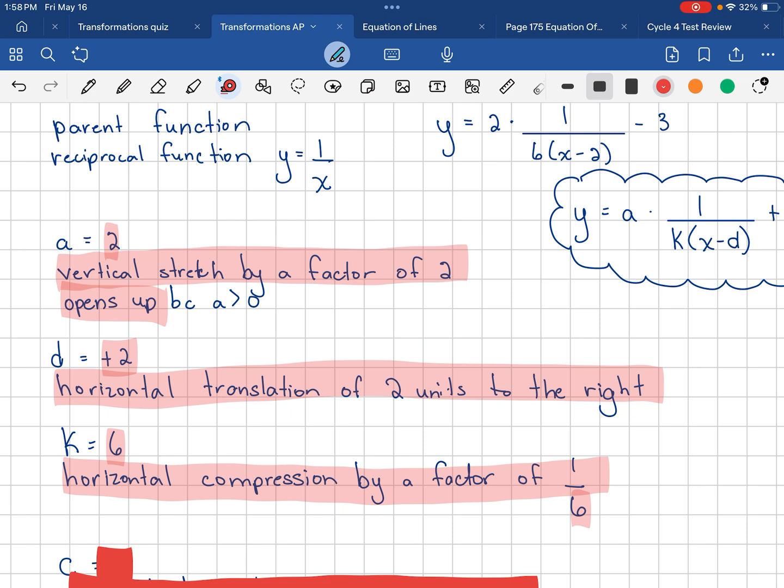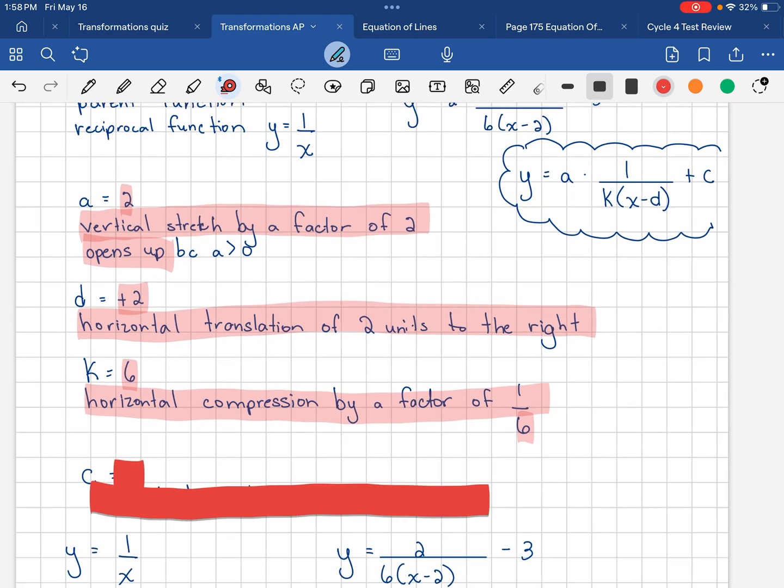Anything horizontal is different. Okay, so for the D value, you take the opposite, and kind of same thing for the K value, you take the opposite of times 6. So, or the reciprocal. The reciprocal of 6 is 1 over 6. So that takes a little bit of studying and looking over.